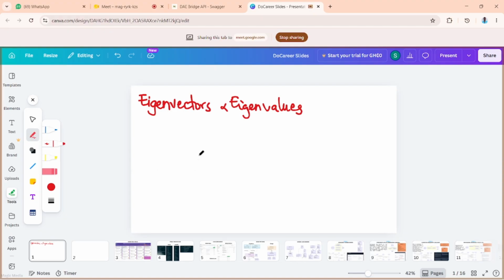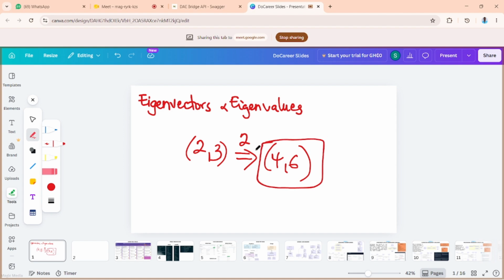So let's say we have a point 2, 3. This is a point in a 2D plane. Then you know that sometimes you can scale this up by a value. You can scale this by, let's say, multiplying by 2, then it will scale up to give you 4, 6. So this is the scaled version, and you use this number 2 to scale it up.